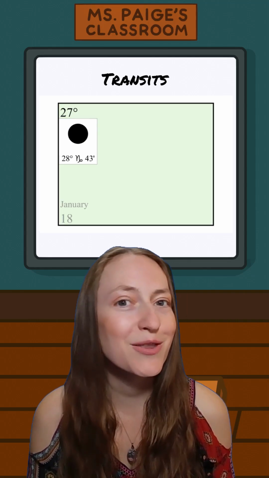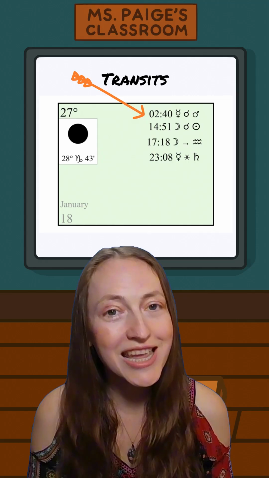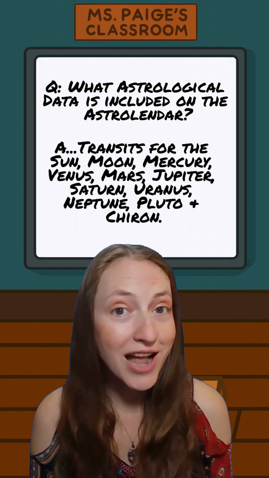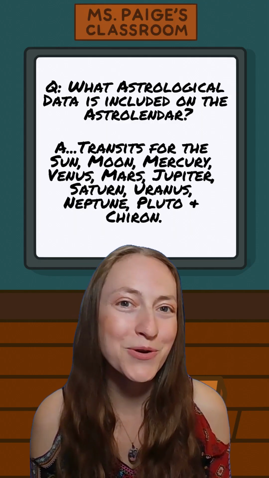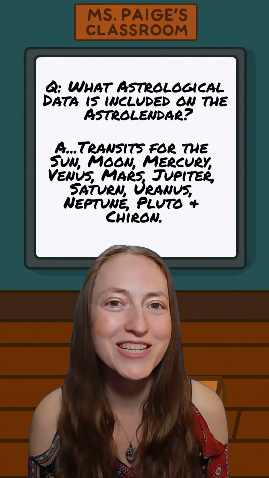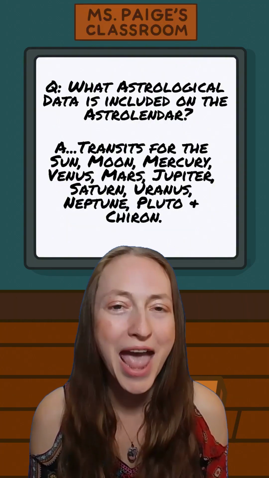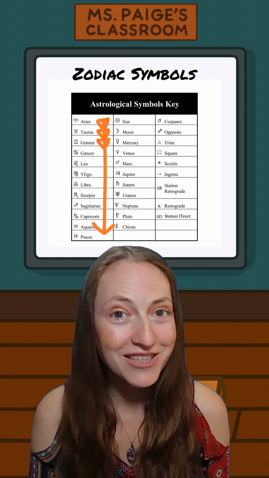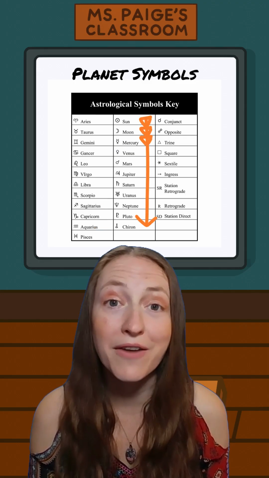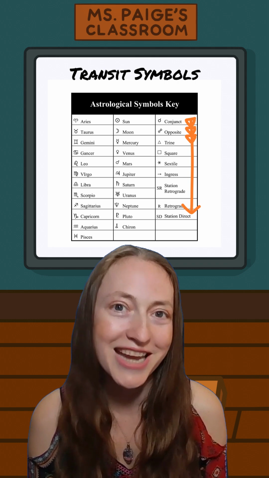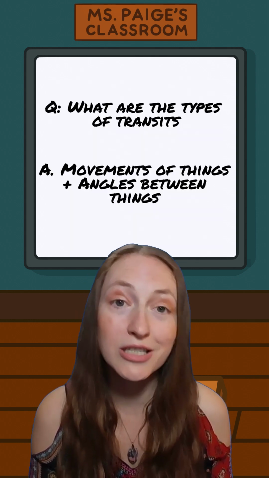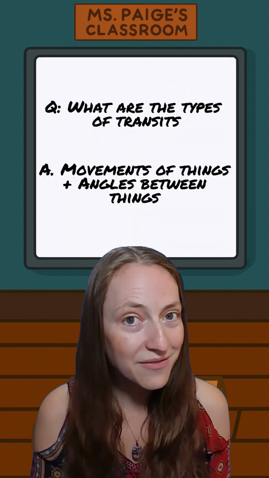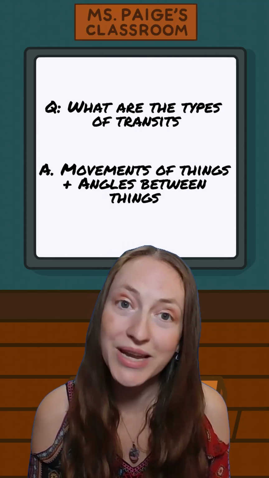These transits can be found on the right-hand side, listed chronologically in the time zone that appears on the cover. The astrolendar includes transits for the Sun, Moon, Mercury, Venus, Mars, Jupiter, Saturn, Uranus, Neptune, Pluto, and Chiron. On the back of the astrolendar, there is an astrological key that can be referenced at any time for the symbol associations. Transits can be broken down into 2 types: significant movements of things and significant angles between things.